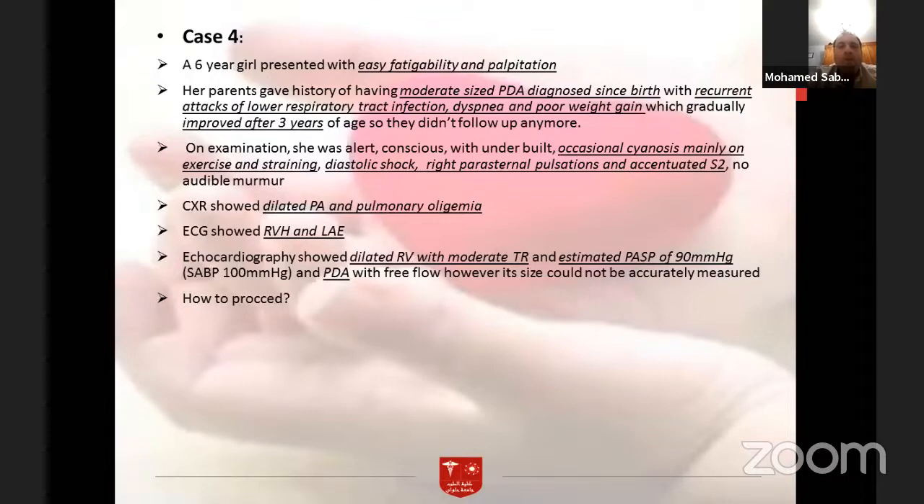When the child was young, her parents gave a history of recurrent chest infections and dyspnea with poor weight gain, which are manifestations of left-sided affection, left ventricular dilatation, and failure with this PDA. Unfortunately, and we see this a lot in our country, the parents neglect or try to postpone any intervention for their child.